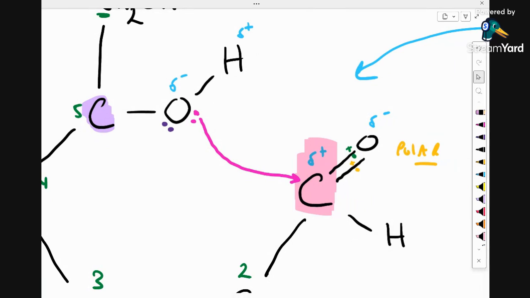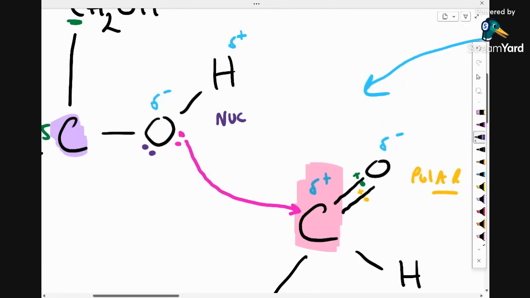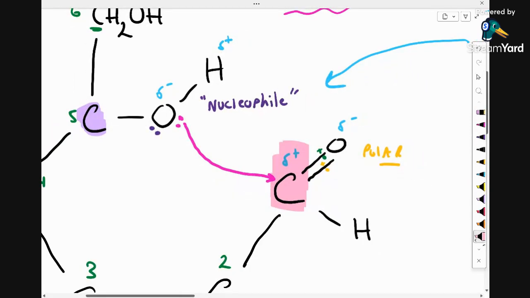If you are able to form a bond by donating a pair of electrons, we have a name for this. This oxygen here is therefore acting as a nucleophile. Don't worry too much. Get in your head the idea of what's happening here. Don't worry too much about the terminology, but it is called a nucleophile. The fact that the oxygen here has a lone pair of electrons that it can donate to form a covalent bond means it is a nucleophile.